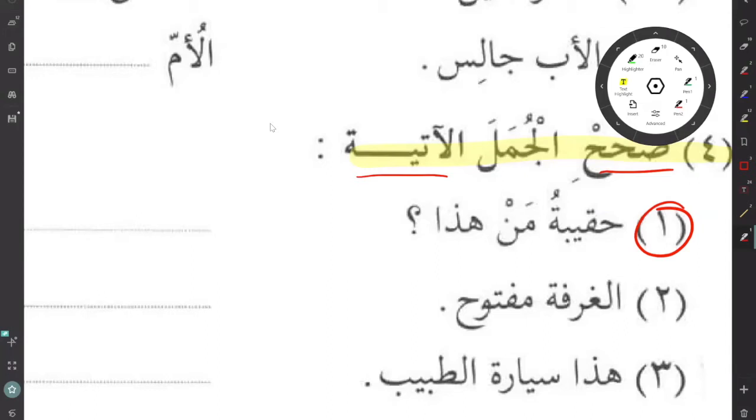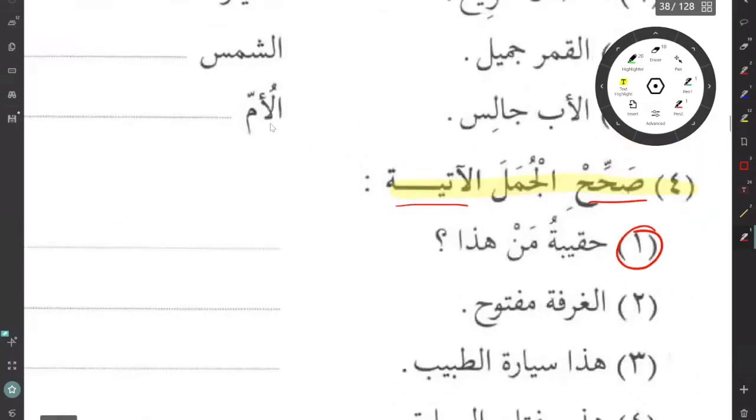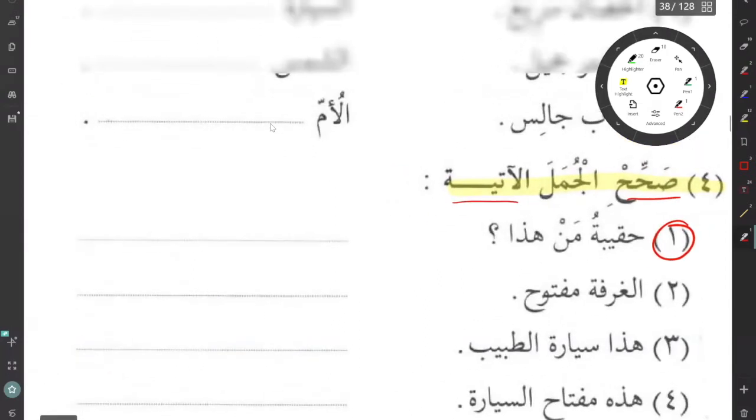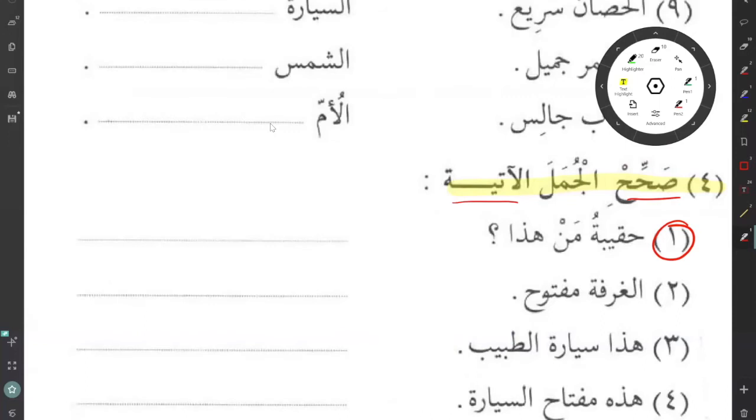حقيبة من هذا? This one is a little bit tricky. So what do you think is the problem? Yes, yes, yes. This هذا is referring to what? You're looking at a bag and you're saying whose bag is this? So you're referring to what? The bag. This hada is referring to the bag. So that means that's why we have a problem with hada.